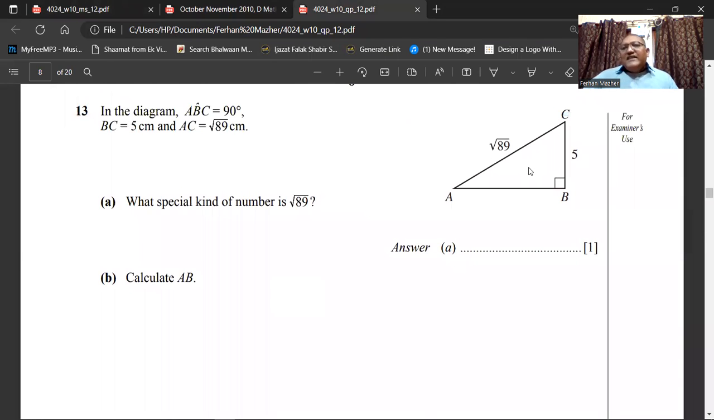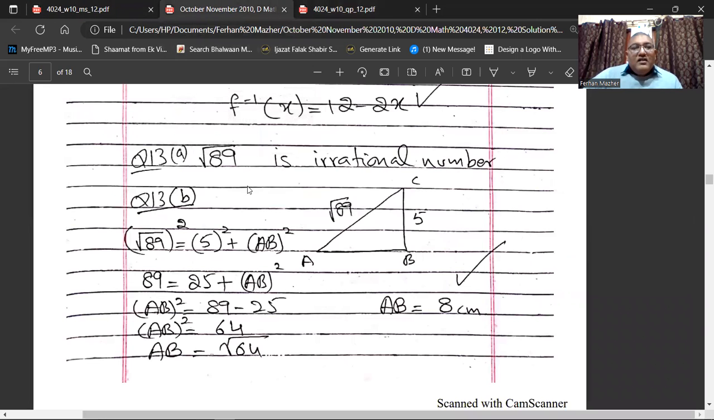Okay. You see, this is the right angle triangle. BC is given, it is 5. AC is square root 89. AB is the question. Because it's a right angle triangle, we can apply the Pythagoras theorem. Two sides are given, the third side we want to find out. The Pythagoras theorem says that square of the perpendicular plus square of the base equals the square of the hypotenuse. So it will be AB square plus 5 square equals the square of the under root 89.